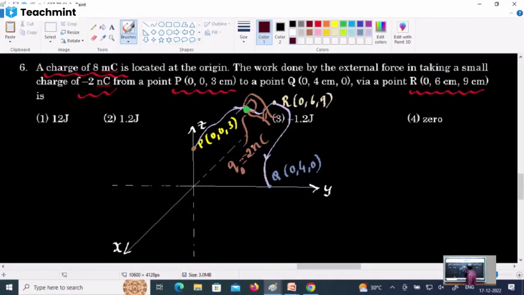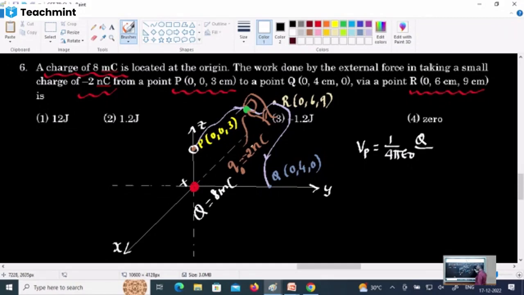Easiest way to do this problem is first find the potential at point P. After all, what lies here at the origin? That is the charge capital Q, and it is given by 8 millicoulomb. So let us find the potentials at P and Q. Potential at P is 1 by 4 pi epsilon naught into Q divided by OP. That is 9 times 10 to 9 into 8 into 10 to minus 3 divided by R. R is 3 centimeter, 3 into 10 to minus 2.